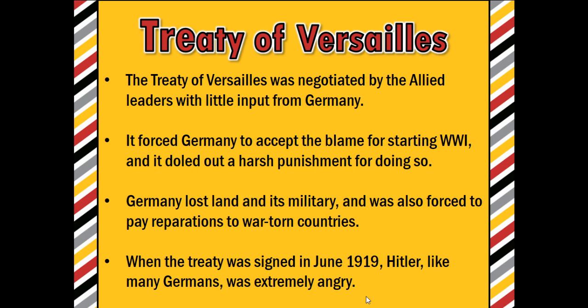The Treaty of Versailles was negotiated by Allied leaders who had very little input from Germany. It forced Germany to accept blame for starting World War I, and it gave out very harsh punishments for doing so. Germany lost land, its military, and were forced to pay reparations to many destroyed countries. When the treaty was signed in June of 1919, like many Germans, Hitler was angry.